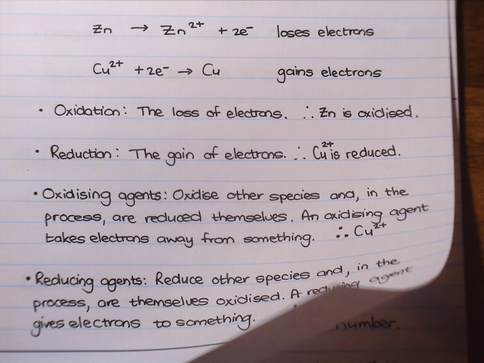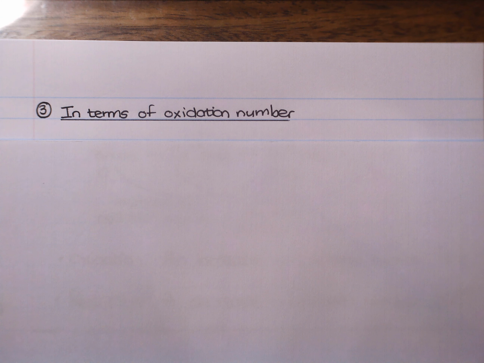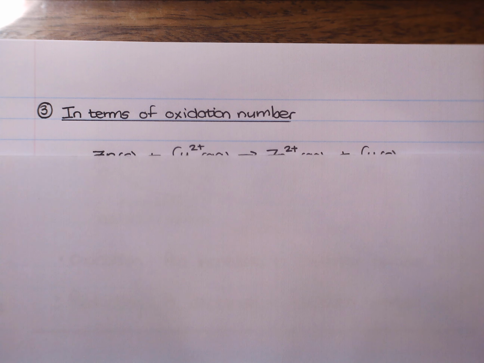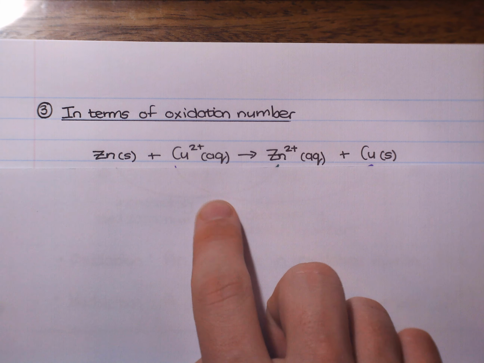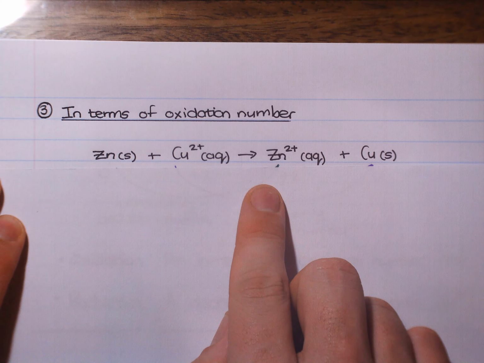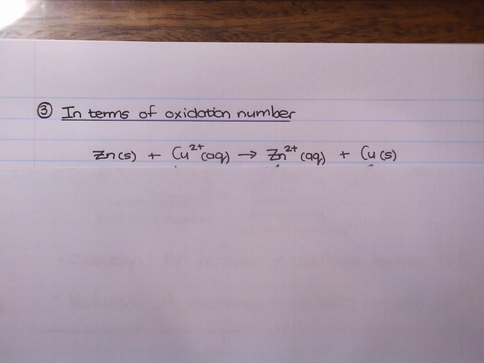Our final definition of oxidation and reduction is in terms of oxidation number. Now, once again observing the zinc copper 2+ reaction, we can assign oxidation numbers. Now, you might be wondering, what is oxidation number and why do we use it? First of all, it's important that you note that it's entirely a conceptual thing. So we came up with it as humans, but it is useful.